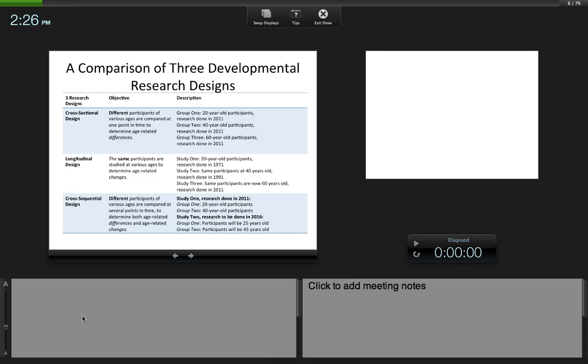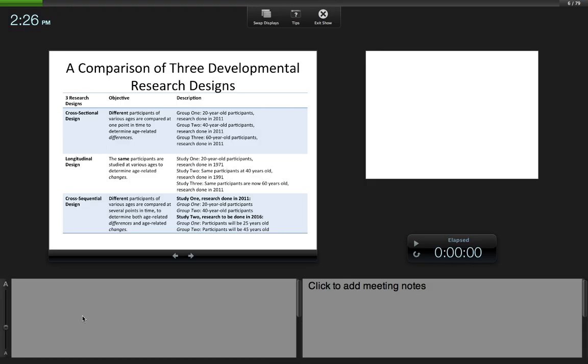So we have one group, let's say 20-year-olds in 2011. Our other group are 40-year-olds in 2011. And then we can look at 60-year-olds in 2011. Exact same point in time, 3 different groups. We can look at maybe cognitive functioning. What are 20-year-olds really good at that we see decline in the average 60-year-old later in life?